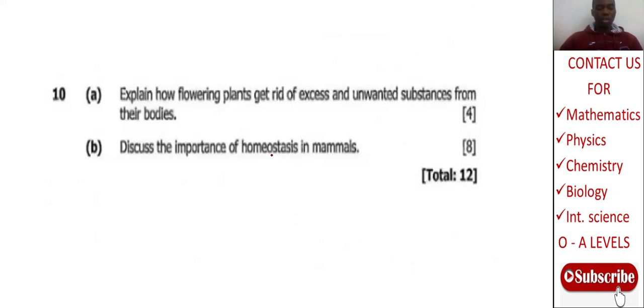All right, the question reads: (a) Explain how flowering plants get rid of excess and unwanted substances from their bodies. (b) Discuss the importance of homeostasis in mammals. So, as usual, I'm going to first explain these two concepts in detail, such that you can even answer other types of questions that are in a similar manner.